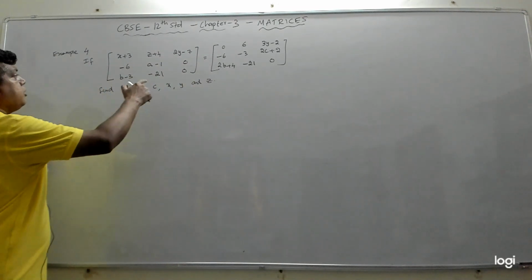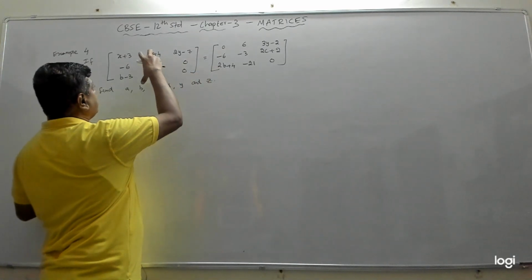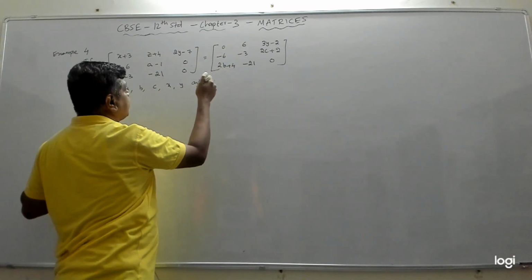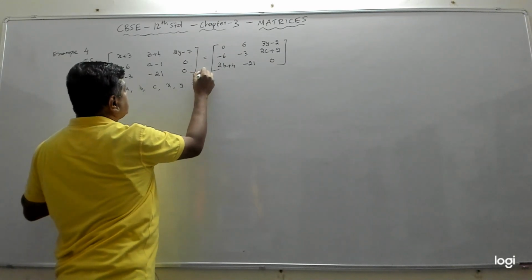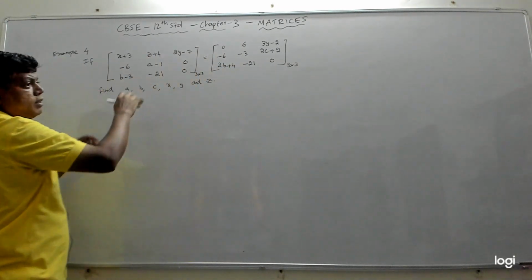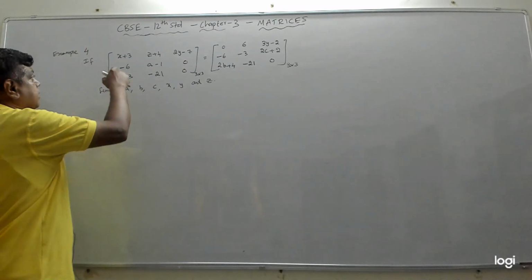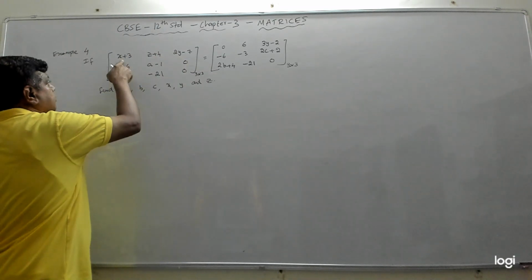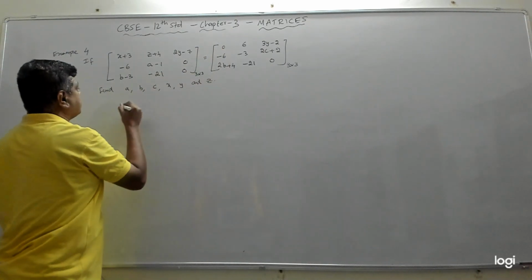Now it is given that these two matrices are equal. They say one matrix is equal to another matrix. Obviously the order is also 3 cross 3, 3 cross 3. It is given that they are equal matrices, which means the corresponding elements are equal. So x plus 3 should be equal to 0.